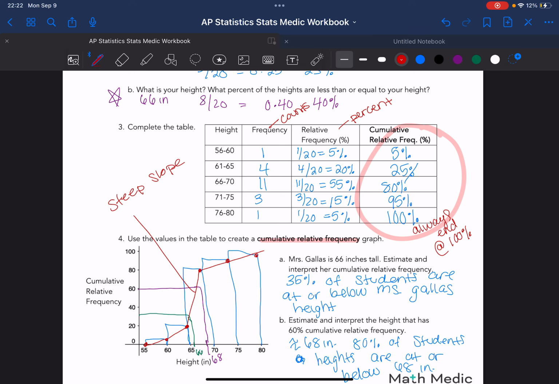That steep slope is representing several values that are jumping, which makes sense because when we look at our data chart, we have only 4 people from 61 to 65 inches in height, and then we jump all the way to 11 people for 66 to 70 inches in height. That there's a very steep slope here, which means there is a large gap in the cumulative relative frequency between those heights.